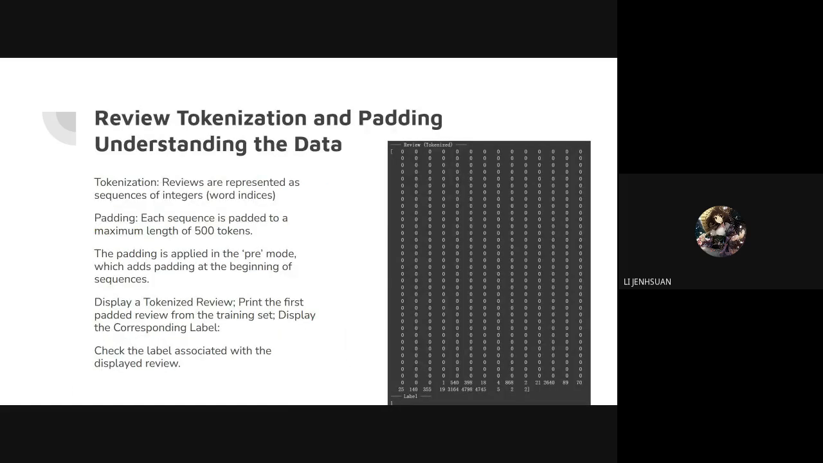Okay, next I will introduce what tokenization and padding are. Tokenization is to transform natural language into positive integer numbers. It means that every single review will be transformed into a series of positive integer numbers, like the figure shown on the right-hand side.